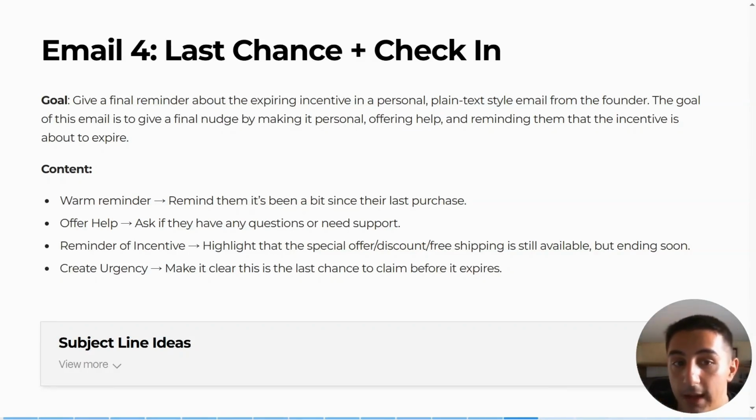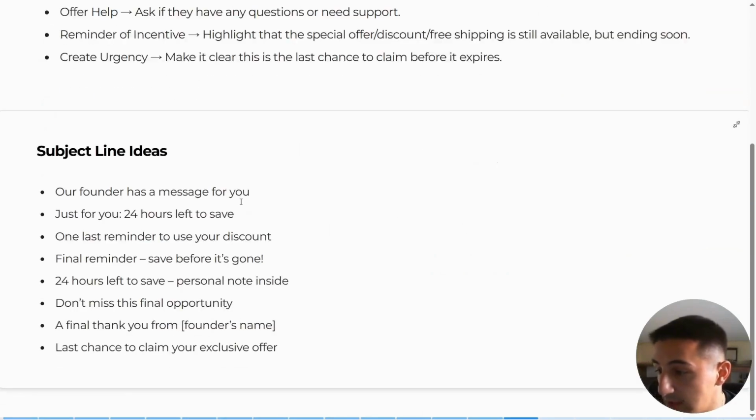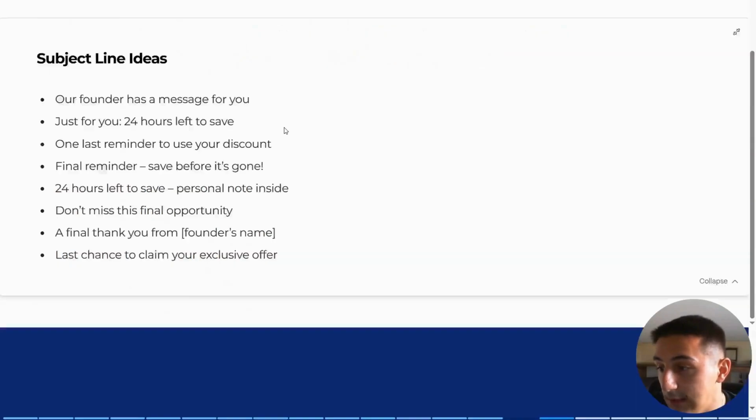And close by making it clear that this really is the last chance to grab it before it expires, because it's in plain text and from the founder. It just feels more human, less promotional, and that personal touch often makes a big difference. In terms of subject line ideas, you can use any ones from these over here. Now let's move on to email 5.